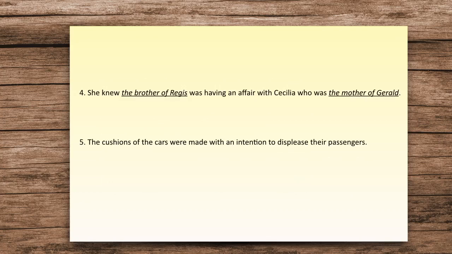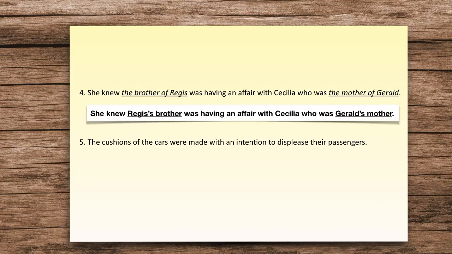Okay, moving on to the fourth. You have two contenders here again, the brother of Regis and the mother of Gerald. Again, the same rule applies. The brother of Regis, so Regis's brother, Regis, apostrophe, then an S, and then the brother. And in the case of the mother of Gerald, Gerald, then an apostrophe, then an S, and then mother. So Regis's brother, Gerald's mother.